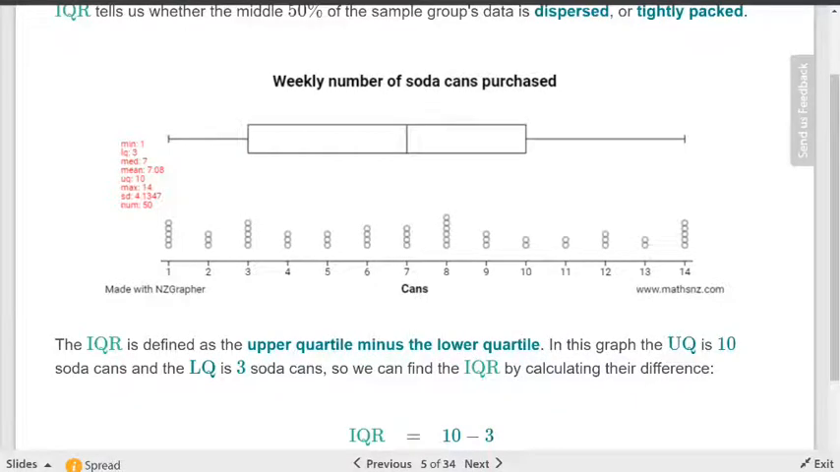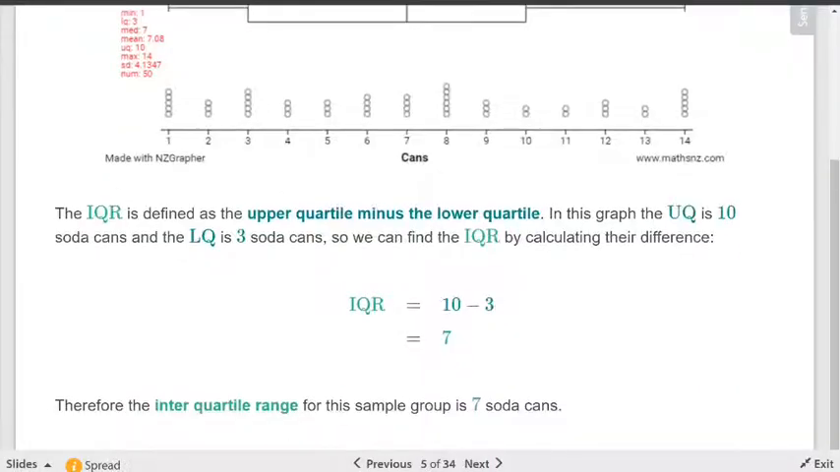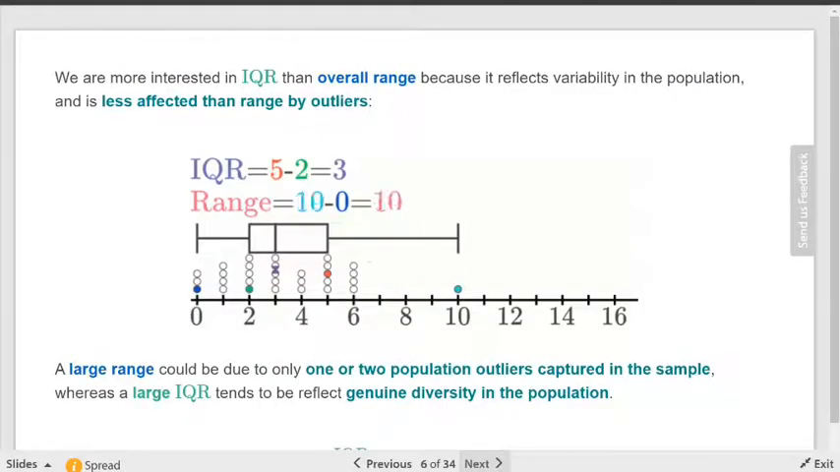So if you look here, the upper quartile is 10, the lower quartile is 3. Again, you don't have to look at the graph to get that. You can get that from your summary statistics. And that gives you an interquartile range of 7. So therefore, the interquartile range for this particular sample group is 7 soda cans. Right? So it's still found the same way. It just gives you much more valuable information than a range. And you're going to see why in the next slide.